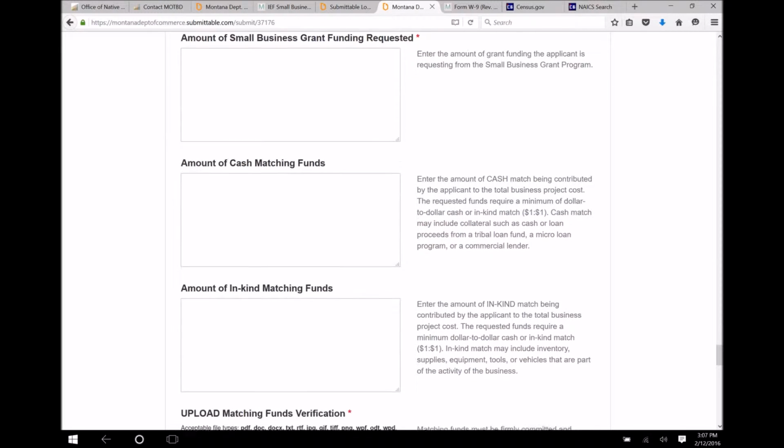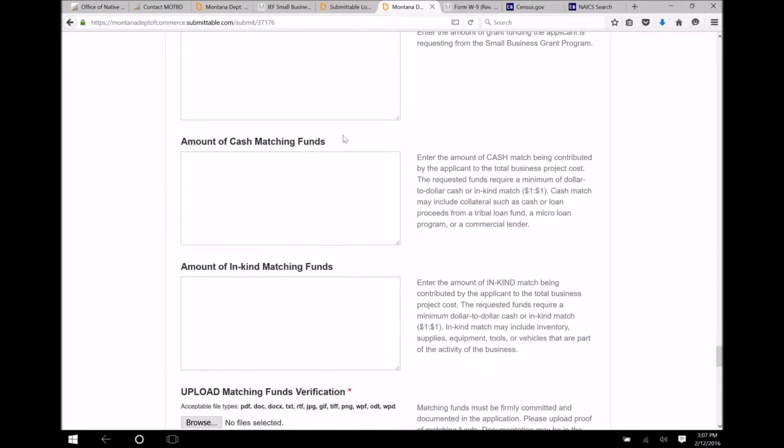The next section is where you're going to talk about cash match, if this is what you have. This can be cash in the bank. This can be a business loan. And this is where you would discuss this match. I got a loan from my bank for $10,000, and then I have $4,000 in cash that I'm using to match this grant.